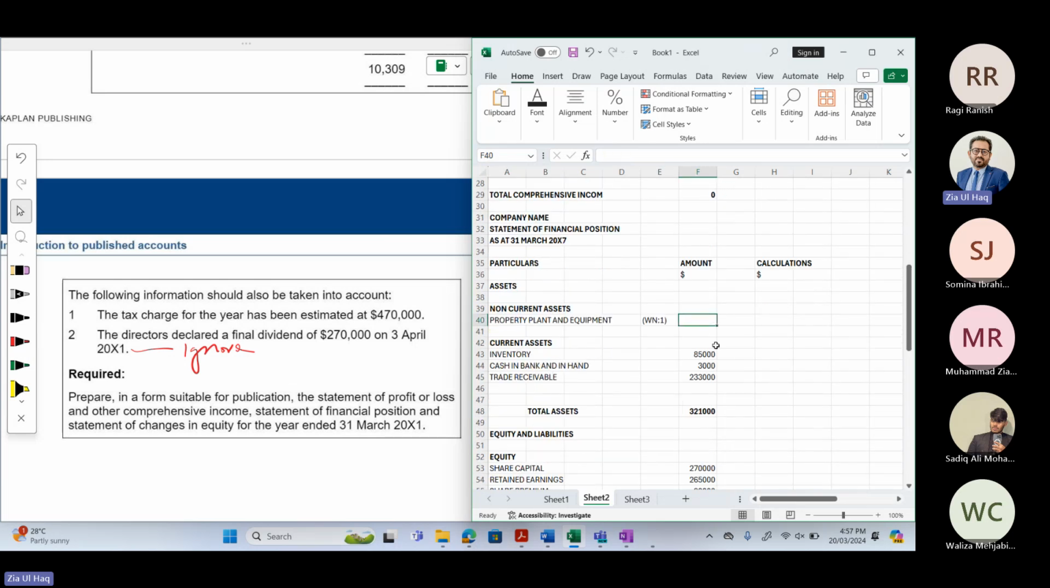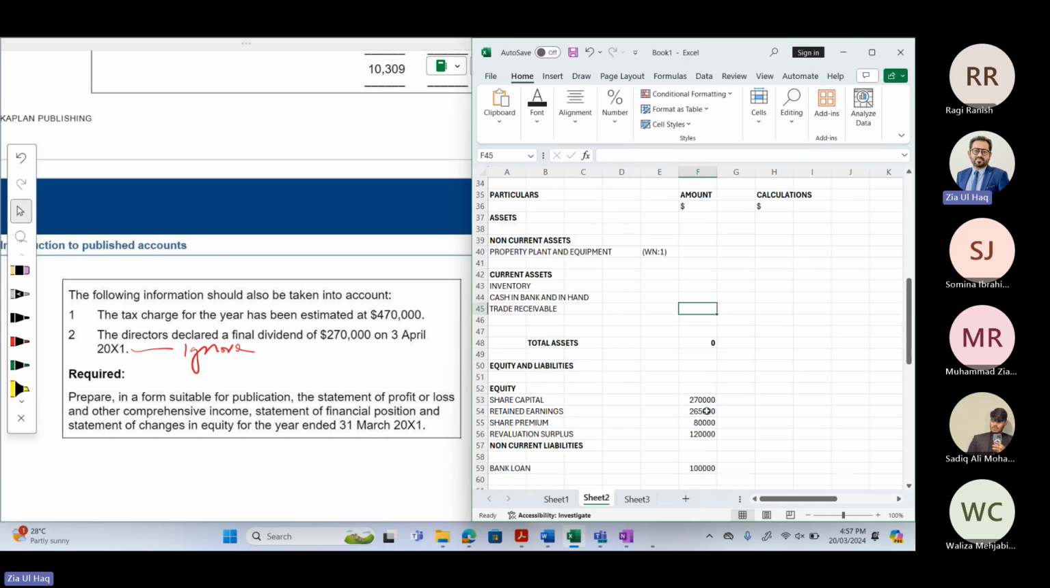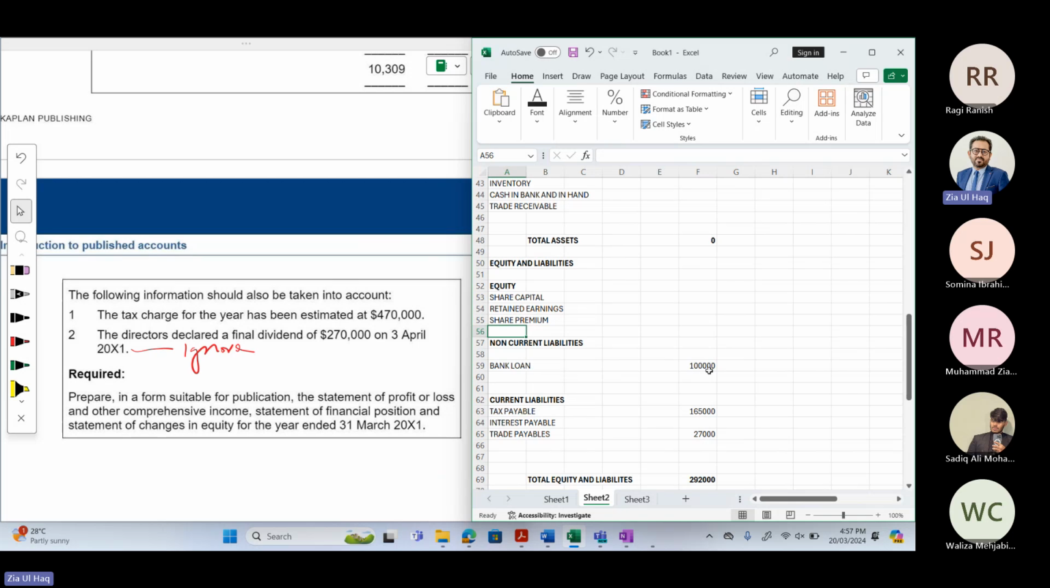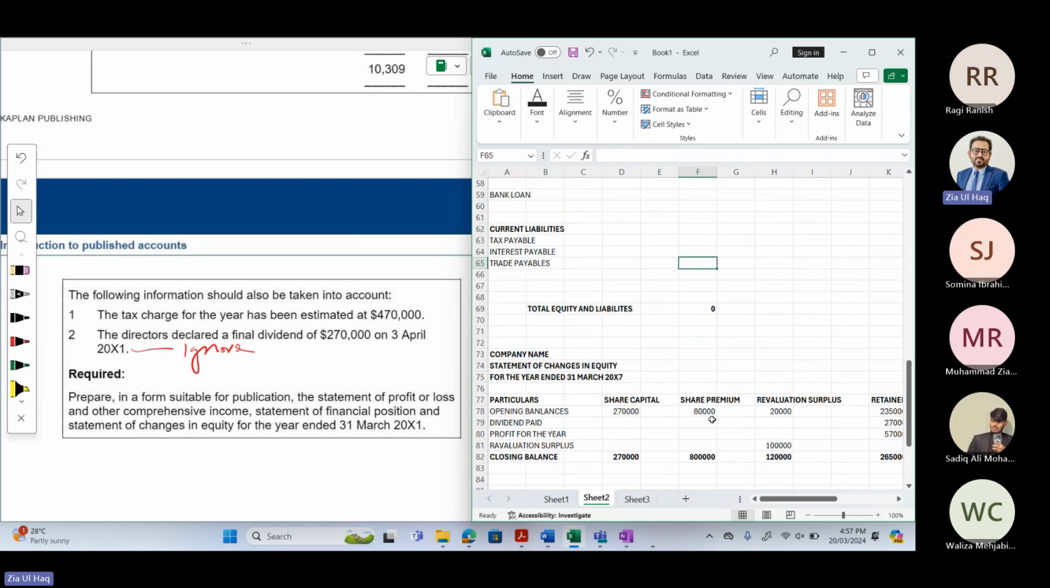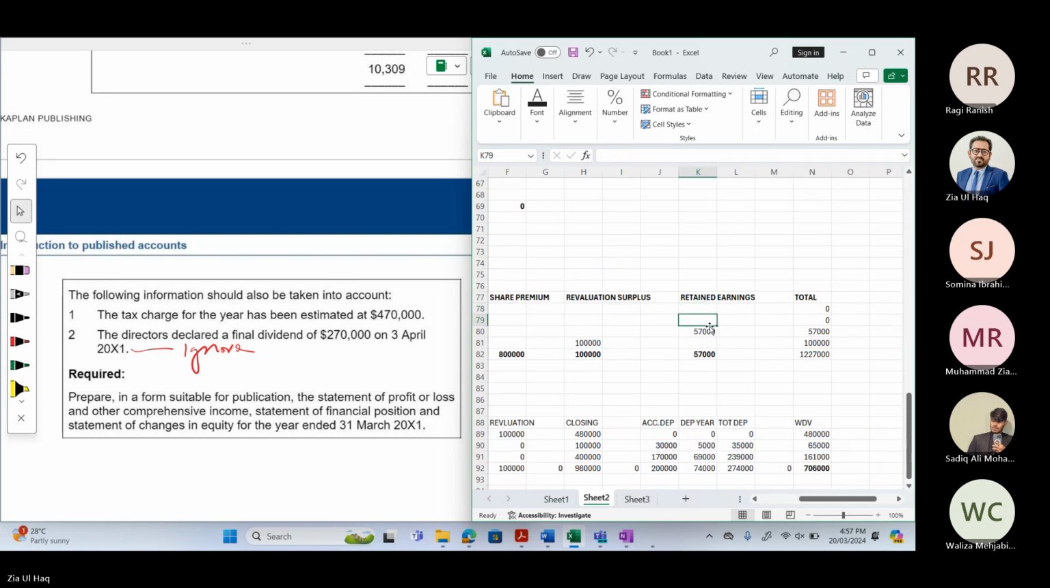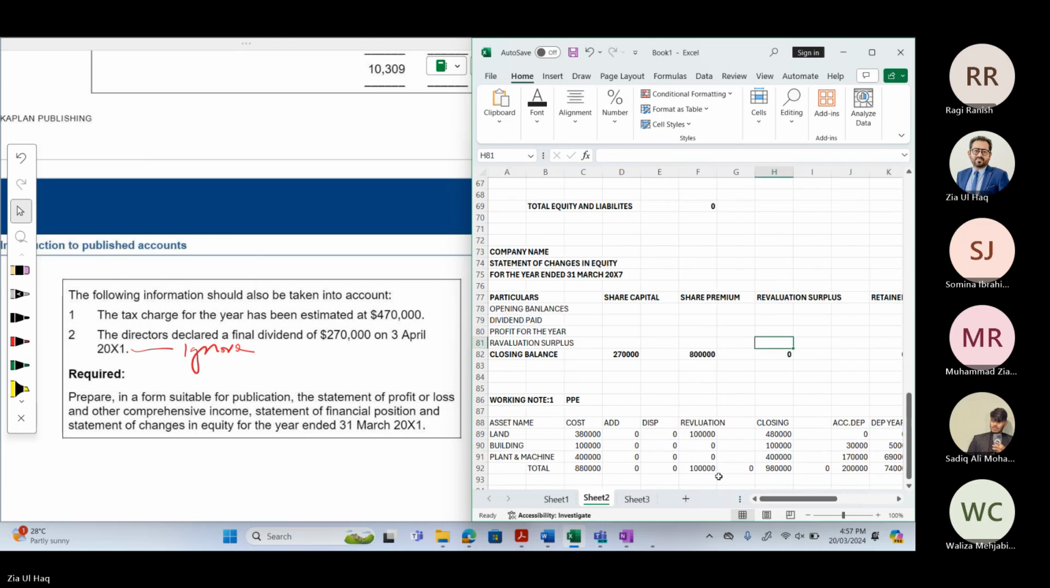I'm going to delete all of these. In fact, there is no revaluation surplus, so delete these as well.